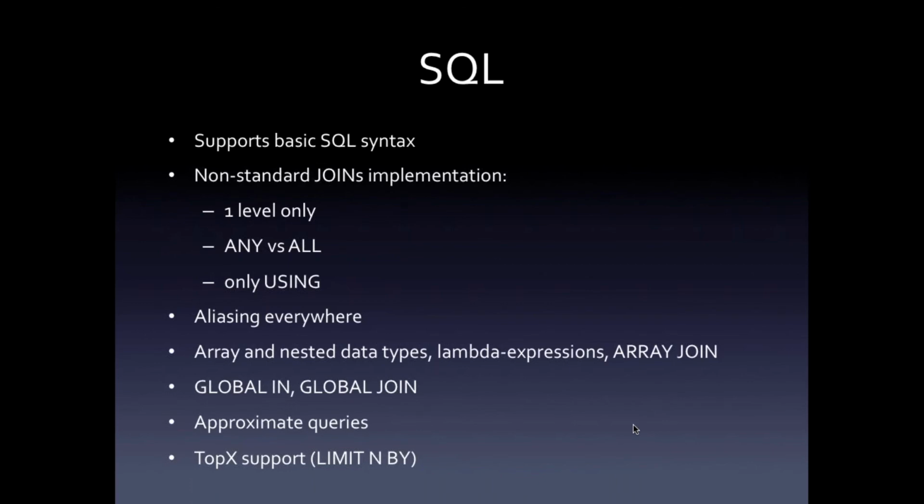ClickHouse supports aliasing everywhere, not just table aliases or column aliases, and it has very well developed array and nested data types. It supports lambda expressions and array joins, so it's possible to transpose an array to a column and vice versa, and do many array-based operations very efficiently. It has approximate queries, for example, approximate uniques and sample queries, and some basic analytical function support, for example, topK.